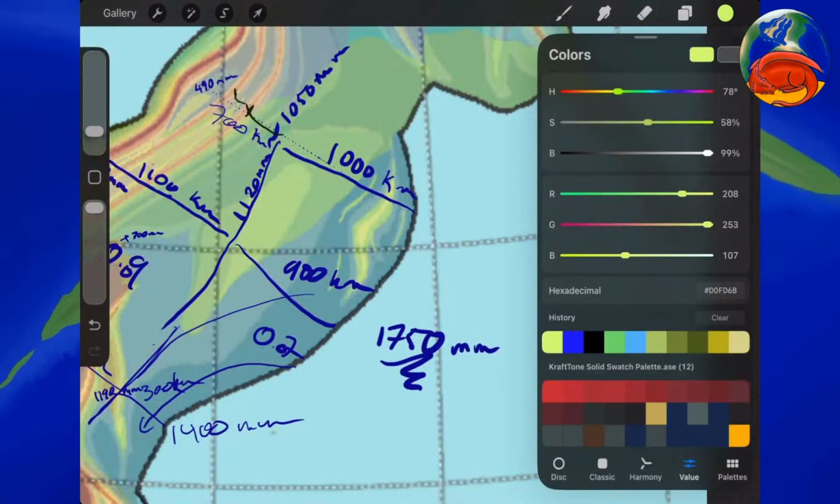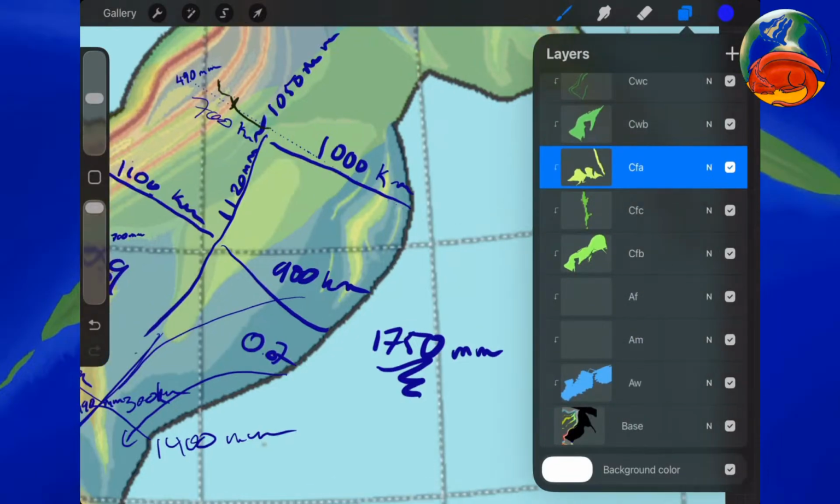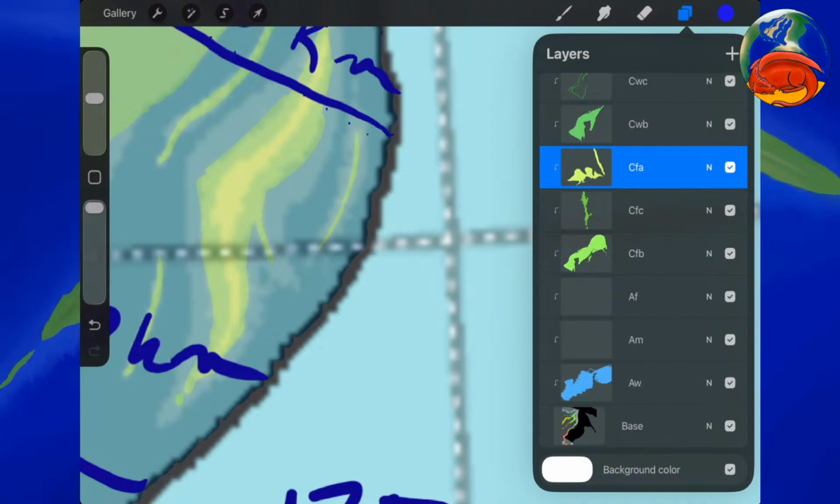All right, now let's get to our AF. So the region in here is going to be receiving over 2,000 millimeters in a year.